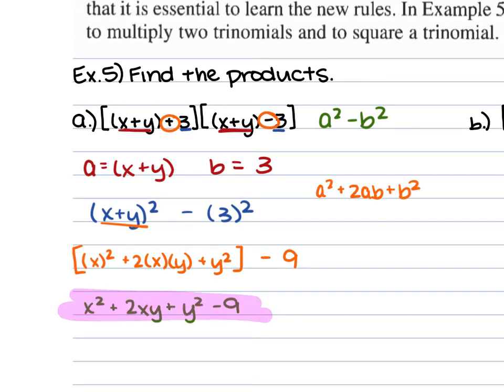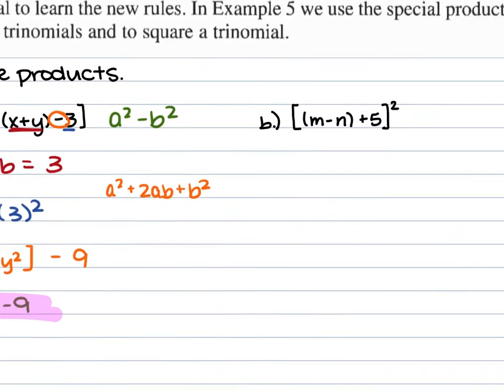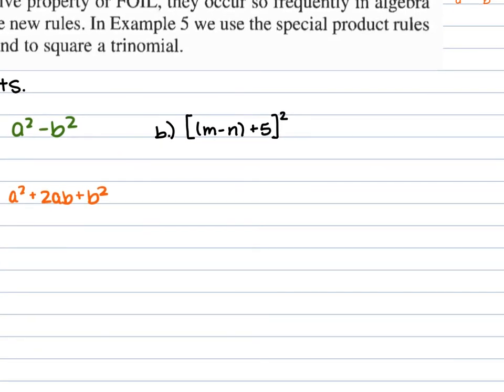So again, you want to keep in mind those rules that we've gone over to make your life a little bit easier while you're finding these special products. For example B, we have m minus n plus 5 squared. So this, we can see that we have an a, we have a b, and we have addition there, so that we can use a squared plus 2 times a times b plus b squared.